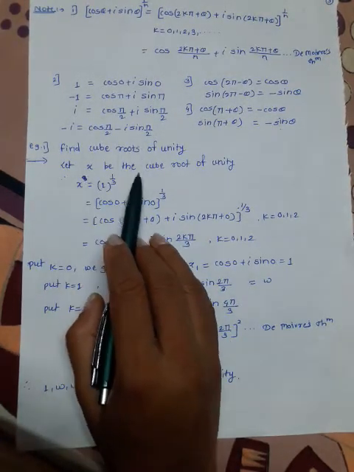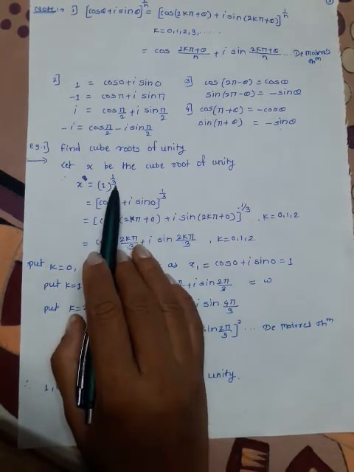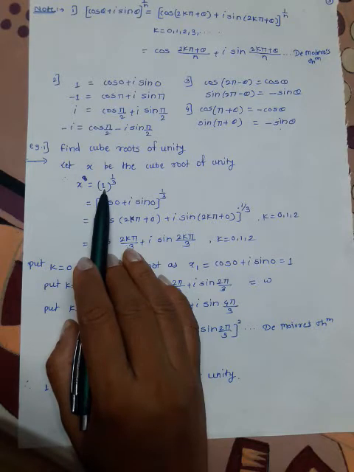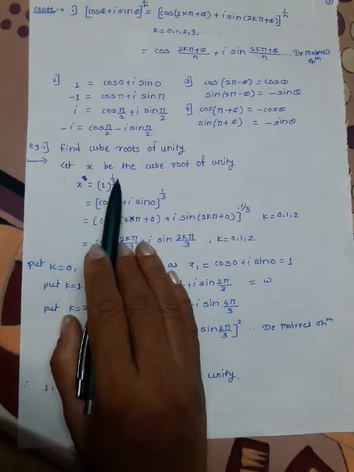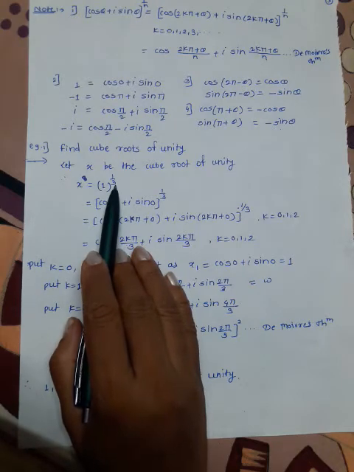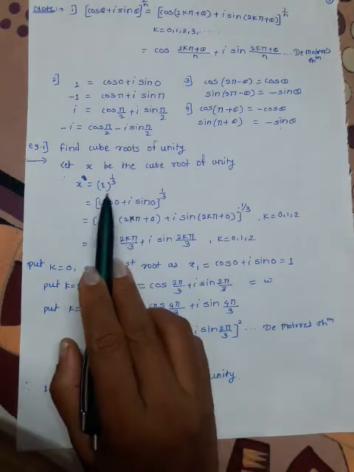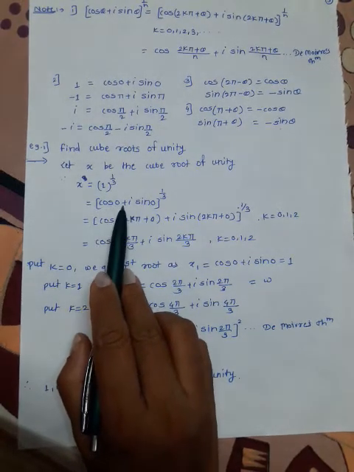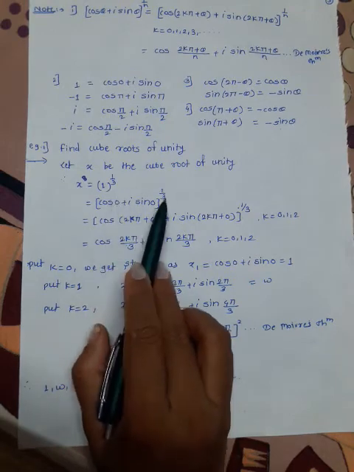Let x be the cube root of unity. Therefore x is equal to unity raised to 1 by 3, unity meaning 1. That is, x is equal to 1 raised to 1 by 3. Now we use this note: 1 is equal to cos 0 plus i sin 0. Put this bracket here, (cos 0 plus i sin 0), with 1 raised to 1 by 3 as it is.